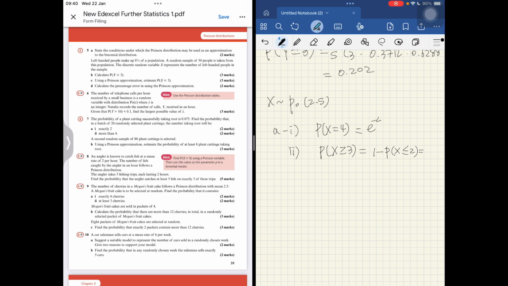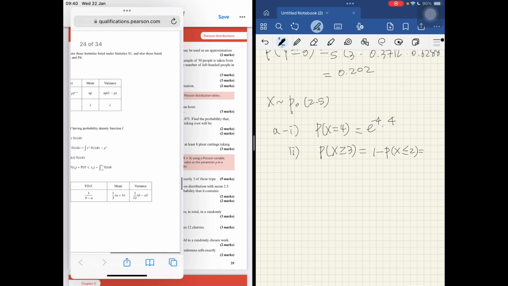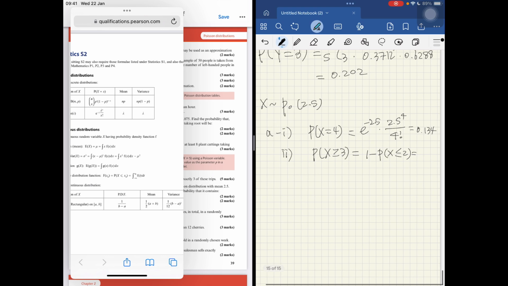So this 4 is e to the power of negative 2.5 times 2.5 to the power of 4 over 4 factorial. I forgot, it is 2.5, not 4. So e to the power of negative 2.5 times 2.5 to the power of 4 over 4 factorial, which is 0.134.